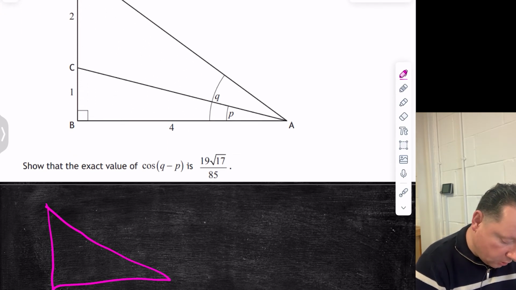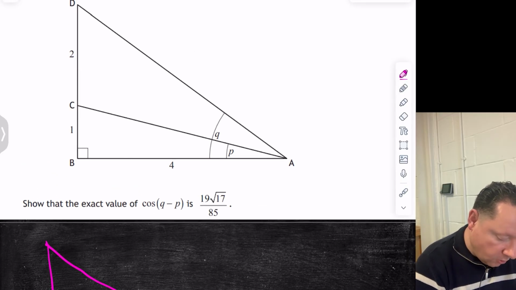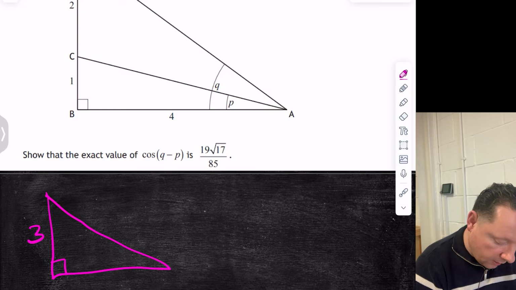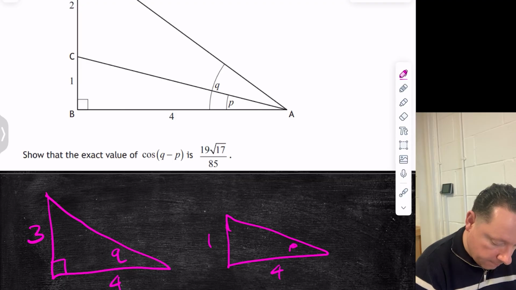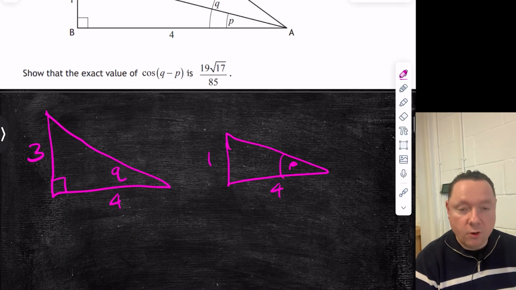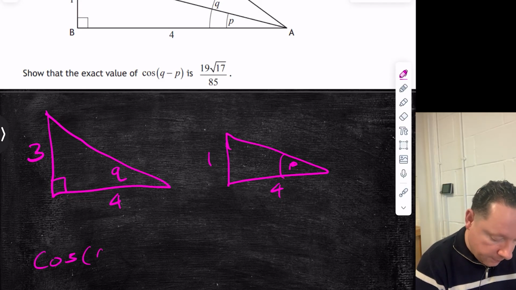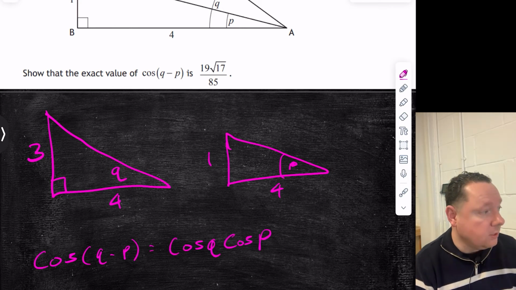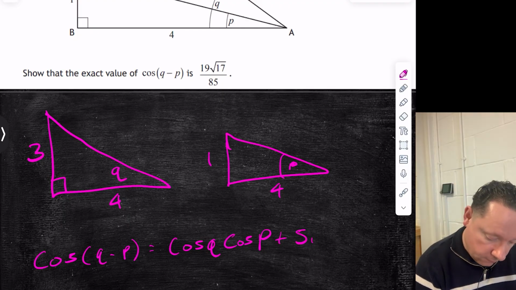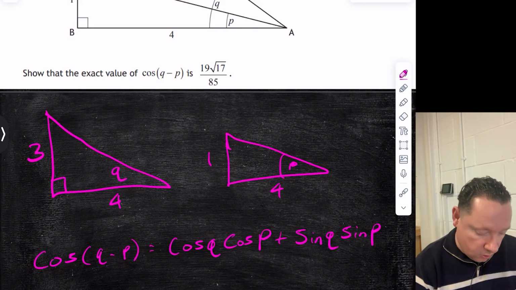Taking our big triangle, first of all, it's 1 then 2, which makes 3 on the side and 4 on this side, and the whole of the big angle is called Q. So there's Q. Taking the little triangle, that goes 1 and 4, and this is angle P. So since we're doing the addition formula, let's check the start of the exam paper. Cos Q minus P is equal to cos Q cos P plus sin Q sin P. So I need to find my cos Q, my cos P, my sin Q, my sin P. So let's just do that.